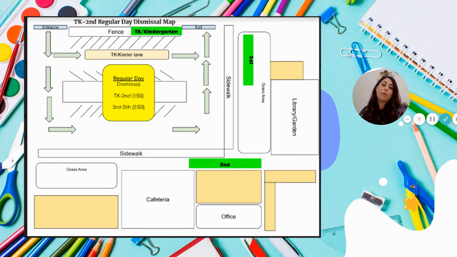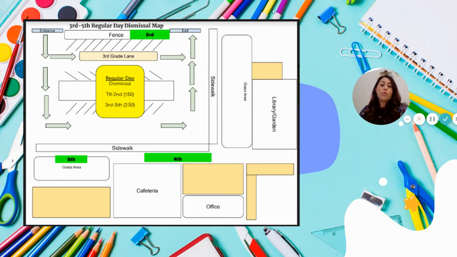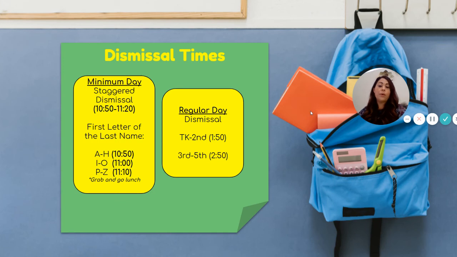I know many families come early. We try to get out there, but we're also trying to have our students get as much instructional time as possible. For third through fifth grade, we've made a little adjustment as well. We have moved third grade into that grass area in front of that black fence. Fourth grade, again, in front of the cafeteria and maybe shifted over in front of the office, and then fifth grade still in that grass area. Again, dismissal is at 2:50 for regular day. So just a few adjustments to hopefully help that flow.